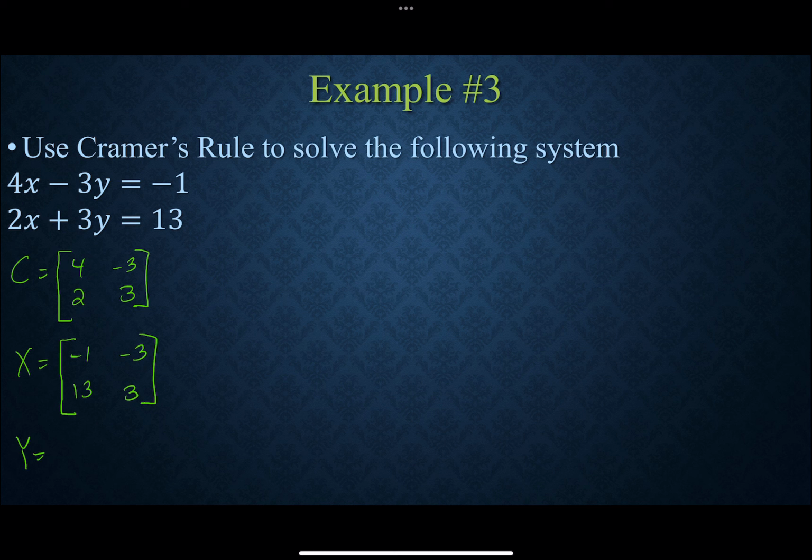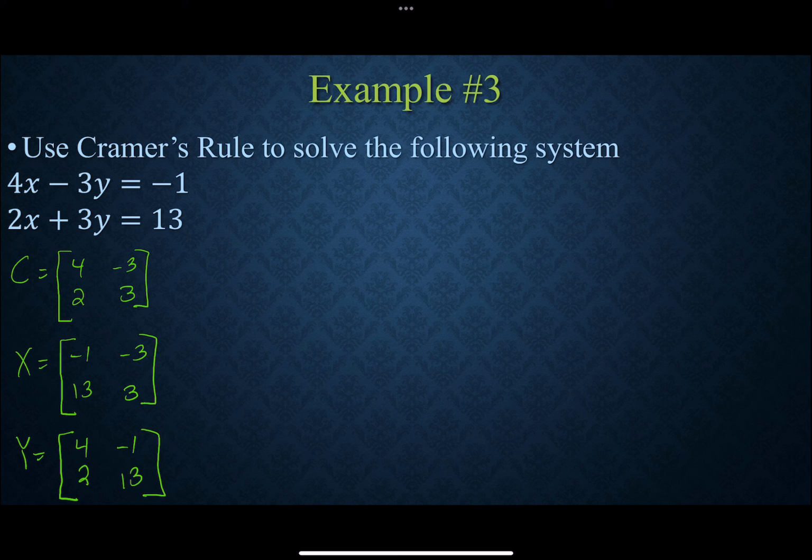And again, you're just replacing the column, so you're not moving any of the other columns around. So the Y column is always second, X column is always first. It's just that when it gets replaced, it just has new numbers appearing there. So for the Y matrix, X column is left alone, but now we replace the Y column, negative 1 and 13.